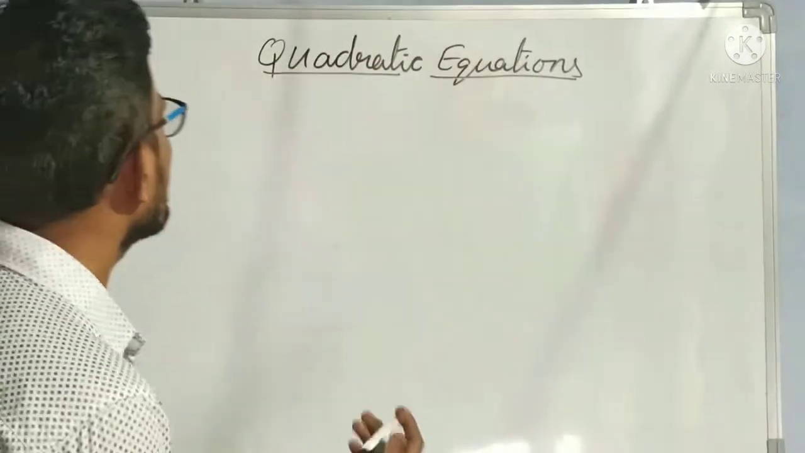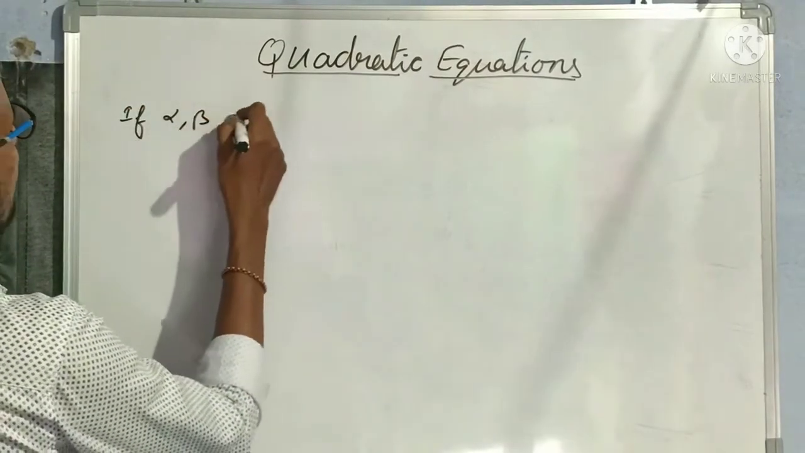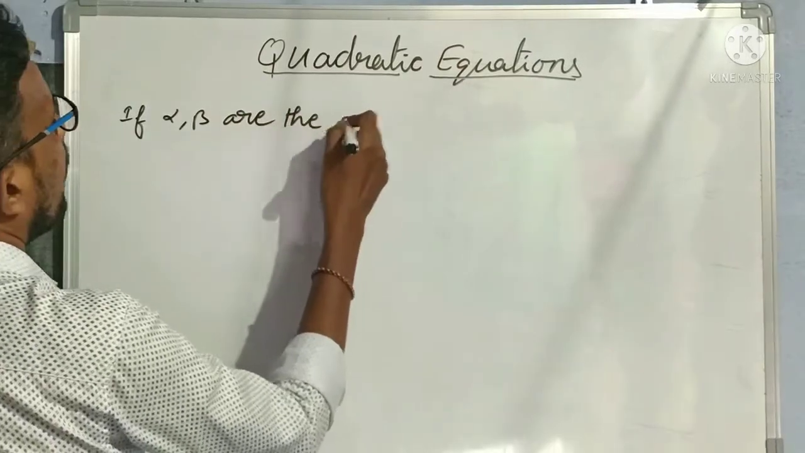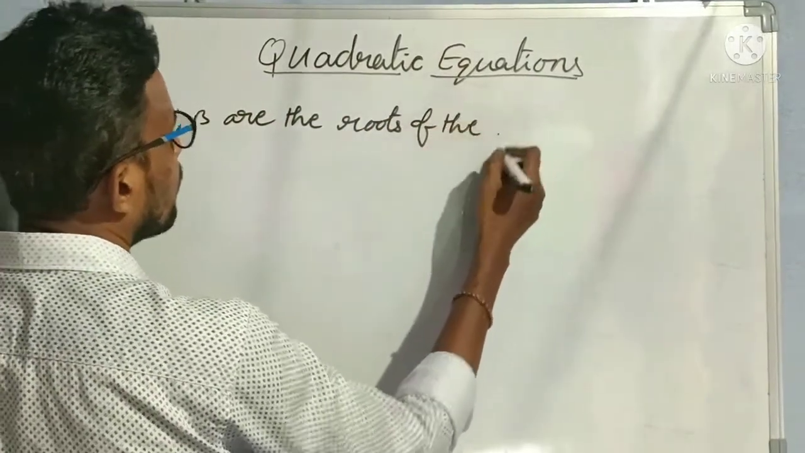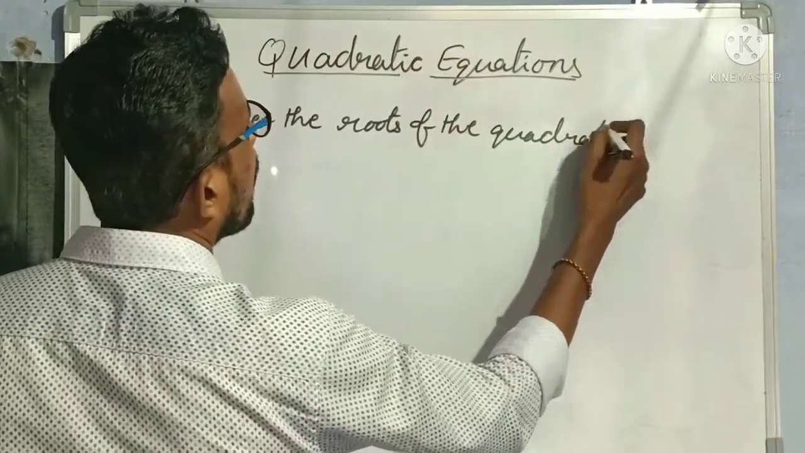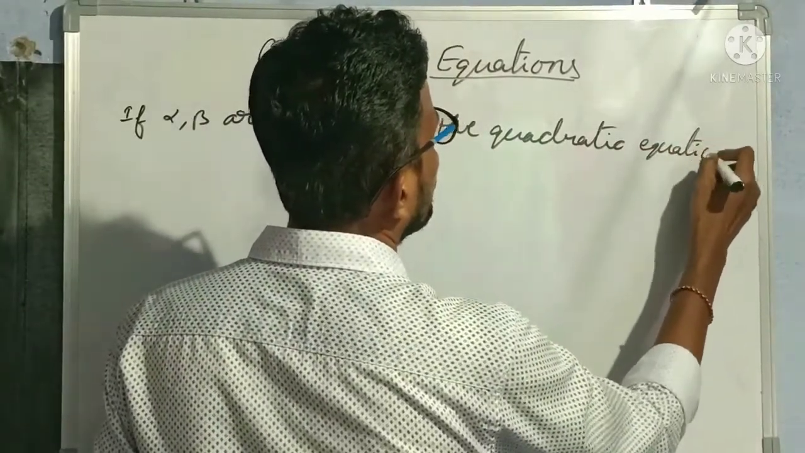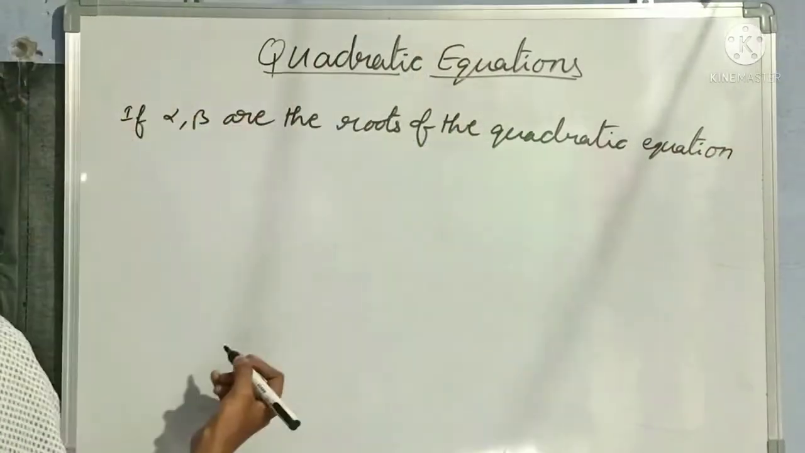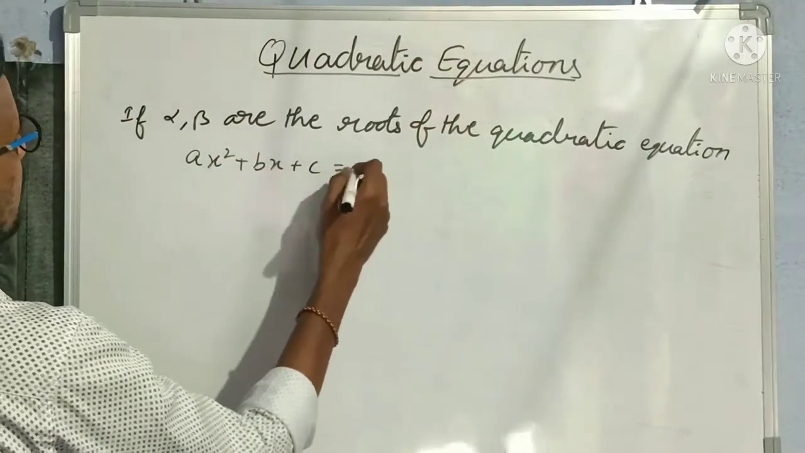For suppose, if alpha comma beta are the roots of the quadratic equation ax square plus bx plus c is equal to 0.